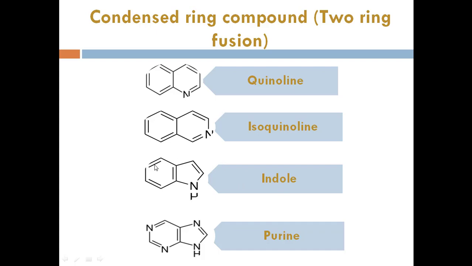And in indole, this benzene ring is fused with pyrrole, right? A 5-member ring with 1 nitrogen atom, pyrrole. So simply it is indole. And in purine, 2 heterocyclic rings are fused. One is pyrimidine and the second one is imidazole, right? A 6-member ring with 2 nitrogen atoms at 1,3 position is pyrimidine, and a 5-member ring with 2 nitrogen atoms at 1,3 position is imidazole. So in purine, the pyrimidine ring is fused with the imidazole ring. So both are heterocyclic rings.